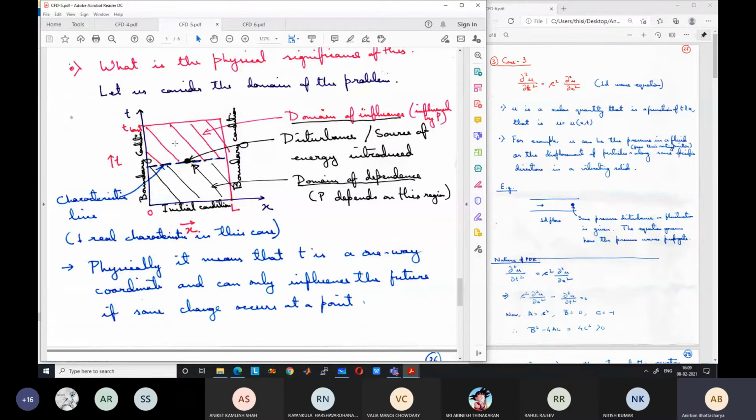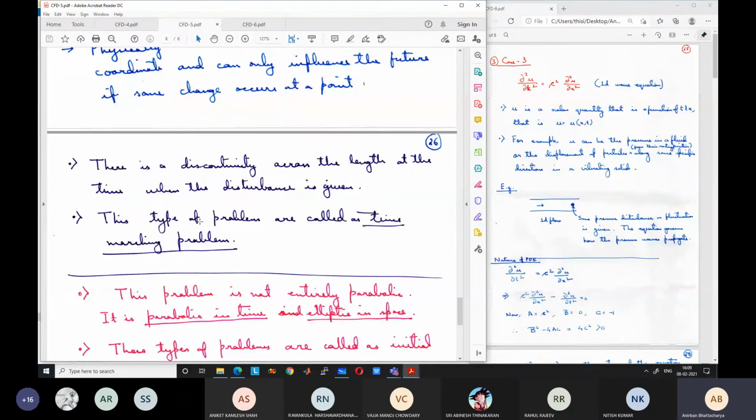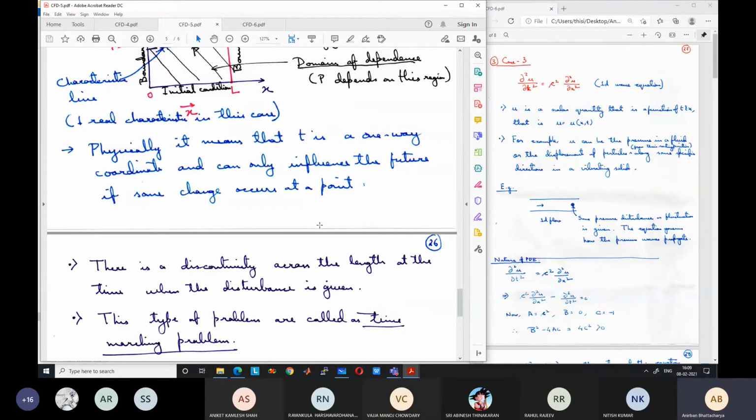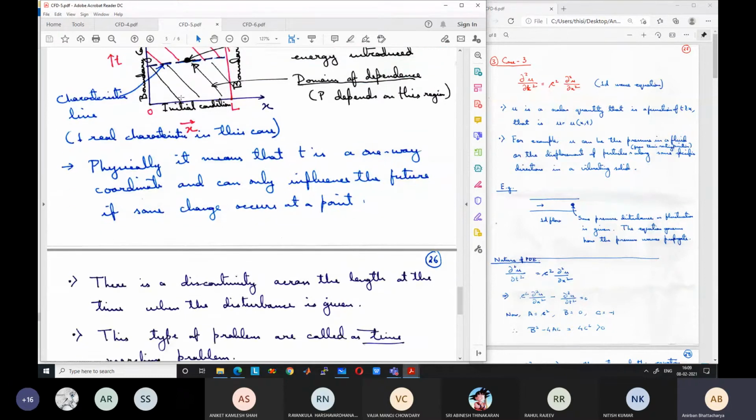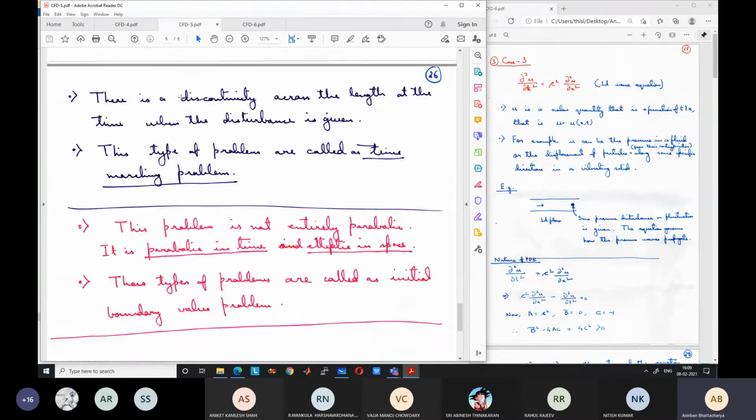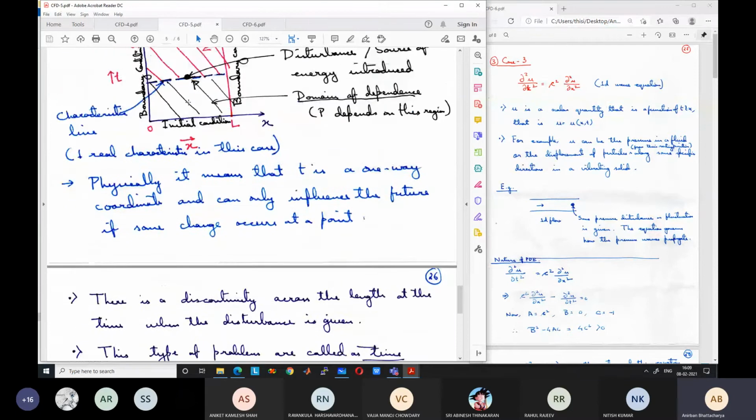There is a discontinuity across the length at the time when the disturbance is given. The discontinuity is not in the solution; the discontinuity is in the second order derivative. Physically, it is manifested in this form: in future time it is possible for the information to travel, in the past it is not possible.